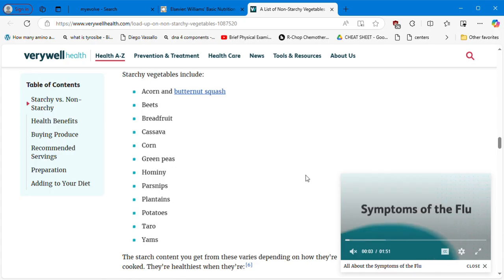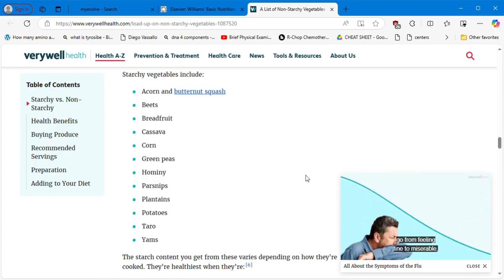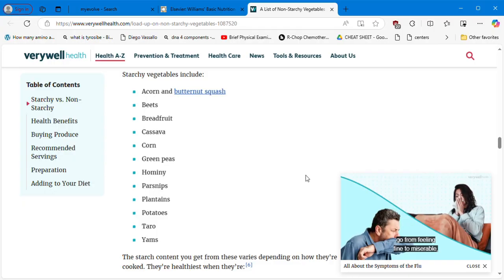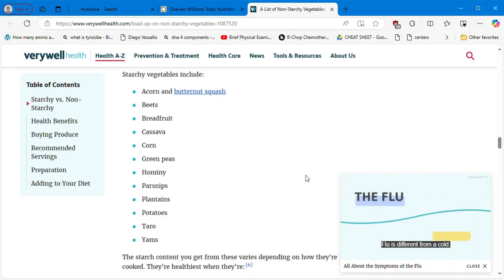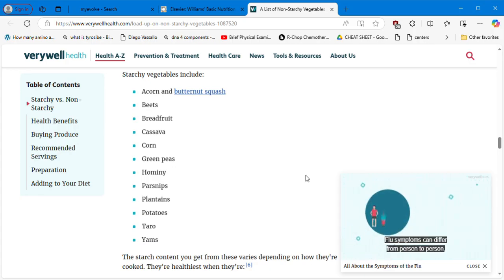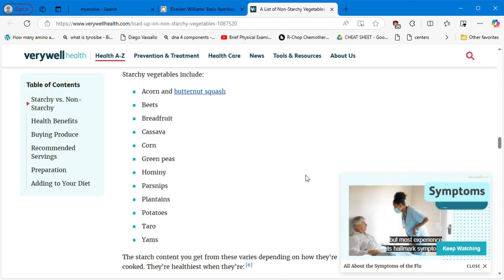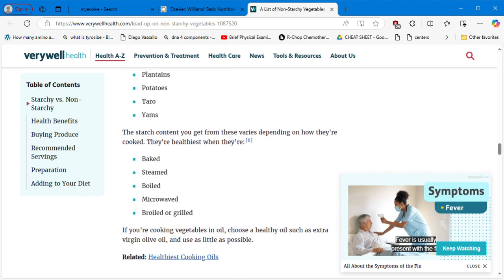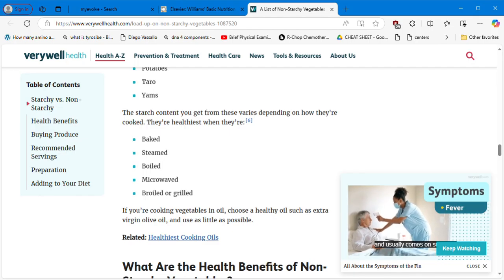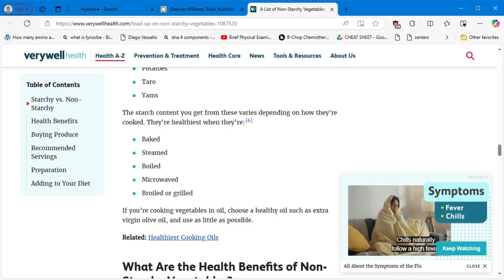Okay, so your starchy vegetables, you have your beets, your cassava, corn, green peas, plantains, potato, parsnips. Okay, your butternut squash is so delicious, but it's a starchy vegetable, so it's better, right, to stay away from these starchy vegetables.